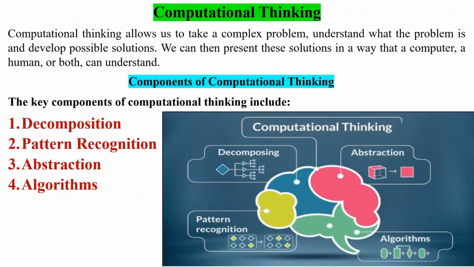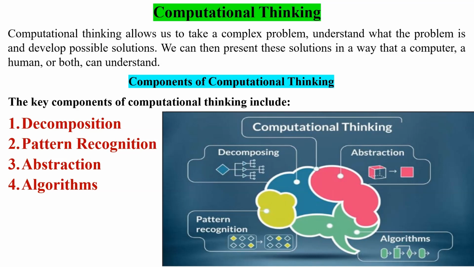Next, we can discuss computational thinking. Before computers can be used to solve a problem, the problem itself and the ways in which it could be resolved must be understood. Computational thinking techniques help with these tasks. Computational thinking allows us to take a complex problem, understand what the problem is and develop possible solutions. We can then present these solutions in a way that a computer, a human, or both, can understand.